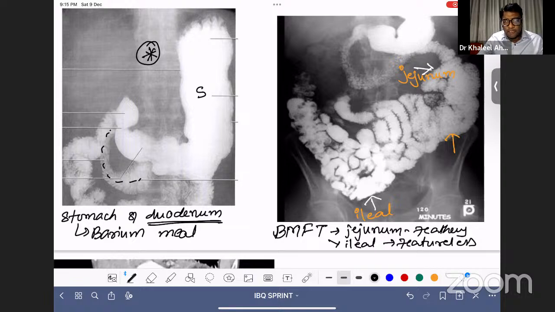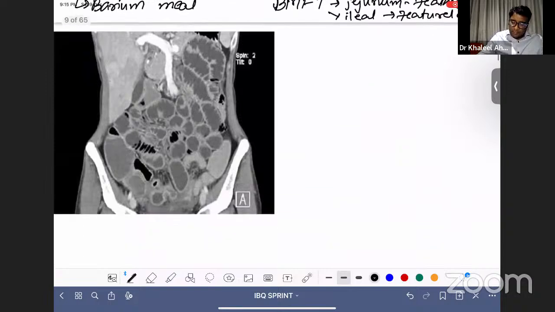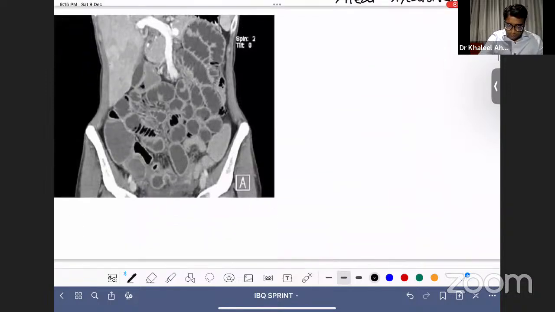Jejunum has valvulae conniventes, or plicae circulares, and that is the reason the jejunum shows this feathery appearance on the barium meal follow through. Okay. Now, what do you think is this image? Look at the image given to you. What study is this? Is it barium meal follow through, barium enema, CT enteroclysis, MR enteroclysis?